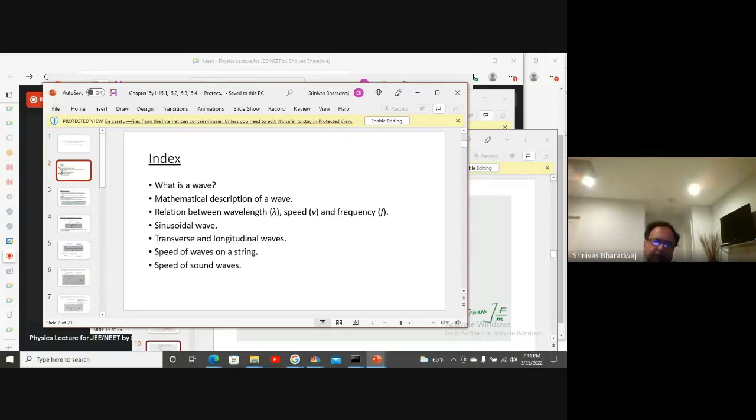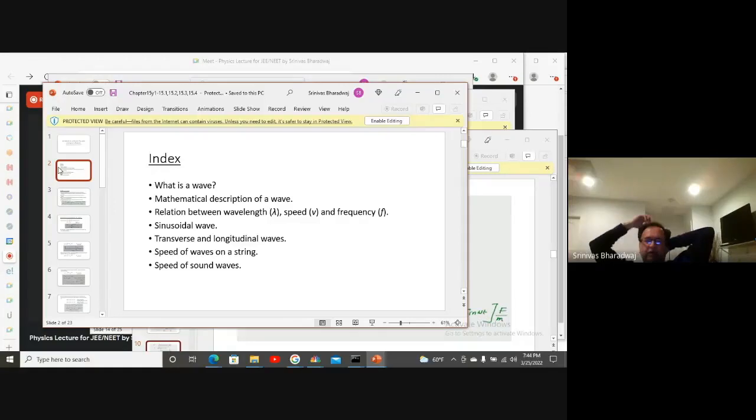Now, when you have the string instrument, you pluck it, right? Then the particles of the string don't move forward, right? But then it produces a wave. Now, from there, that wave, that energy is transmitted to the air around it as sound. Then you hear it. There are two waves really.